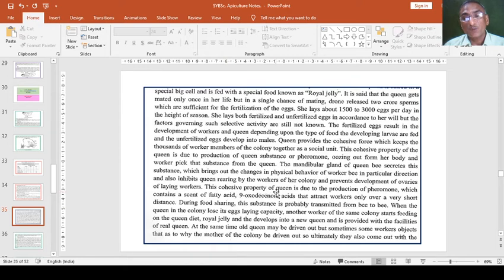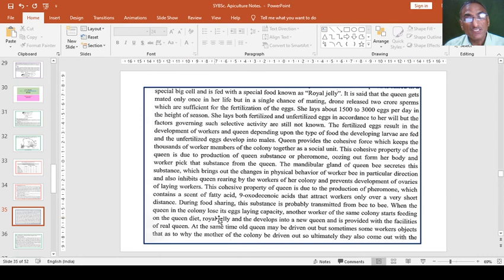So this cohesive property of the queen is due to the production of pheromone, which contains a scent of fatty acid, 9-oxodecanoic acid. These attract workers only over a very short distance, and during food sharing this substance is probably transmitted from bee to bee. So this substance is shared by all the bees, and it is secreted by the female to gather all the family members of the bee colony.